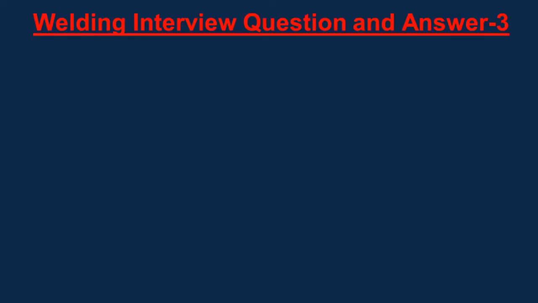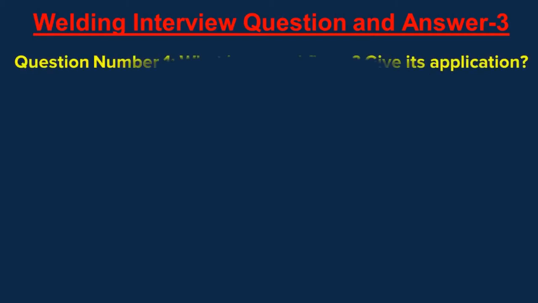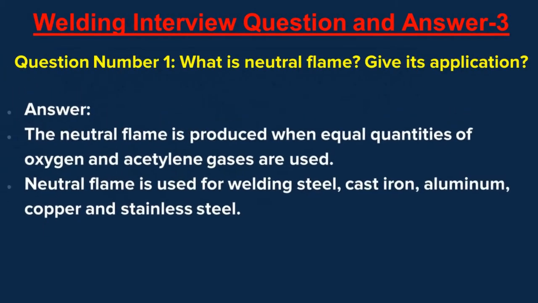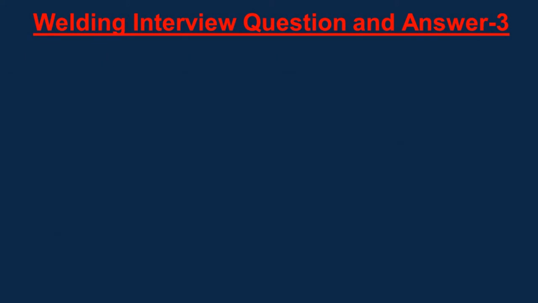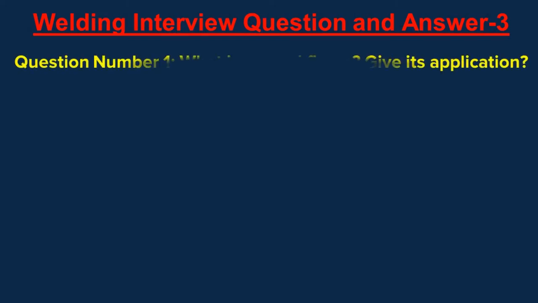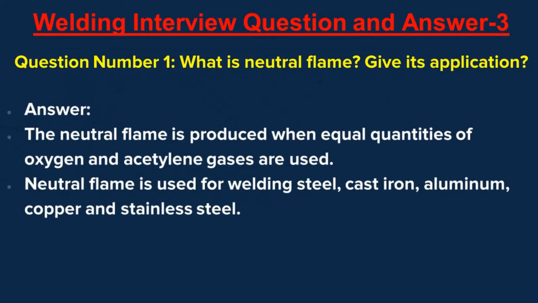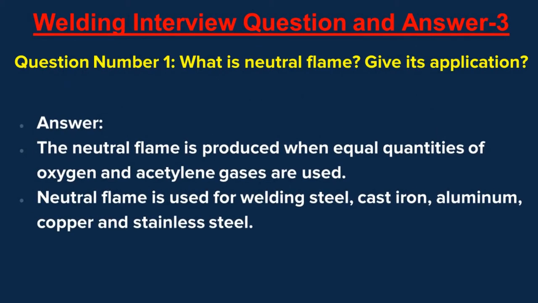Question number 1. What is neutral flame? Give its application. Answer. The neutral flame is produced when equal quantities of oxygen and acetylene gases are used. Neutral flame is used for welding steel, cast iron, aluminum, copper and stainless steel.